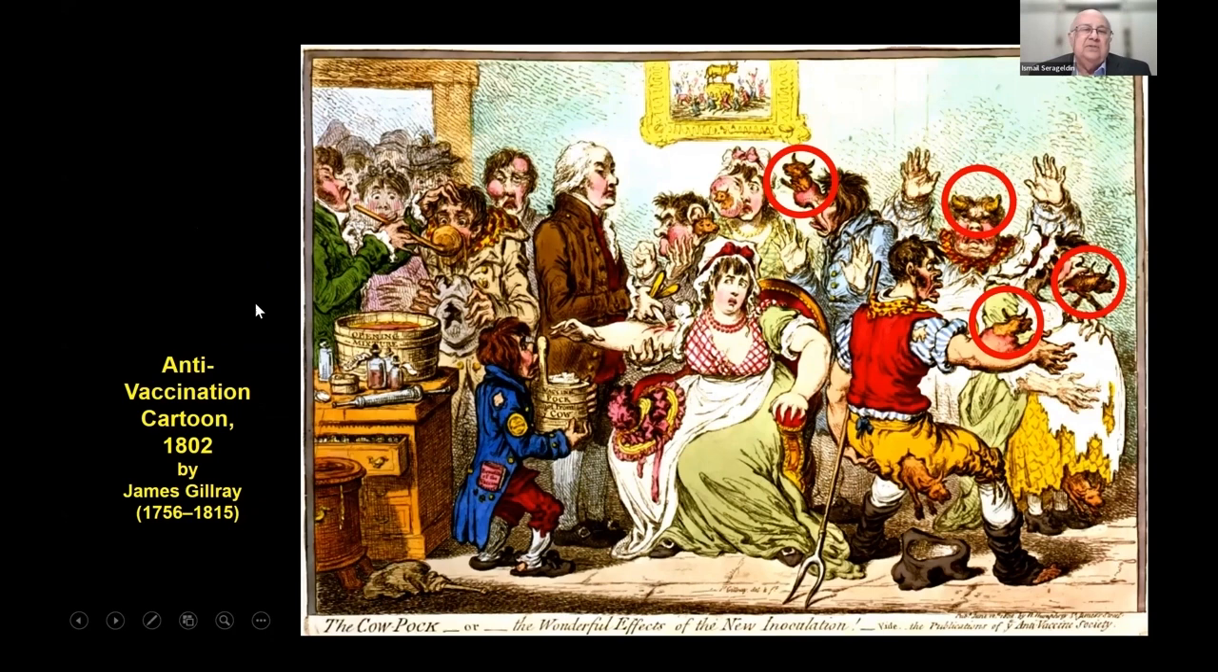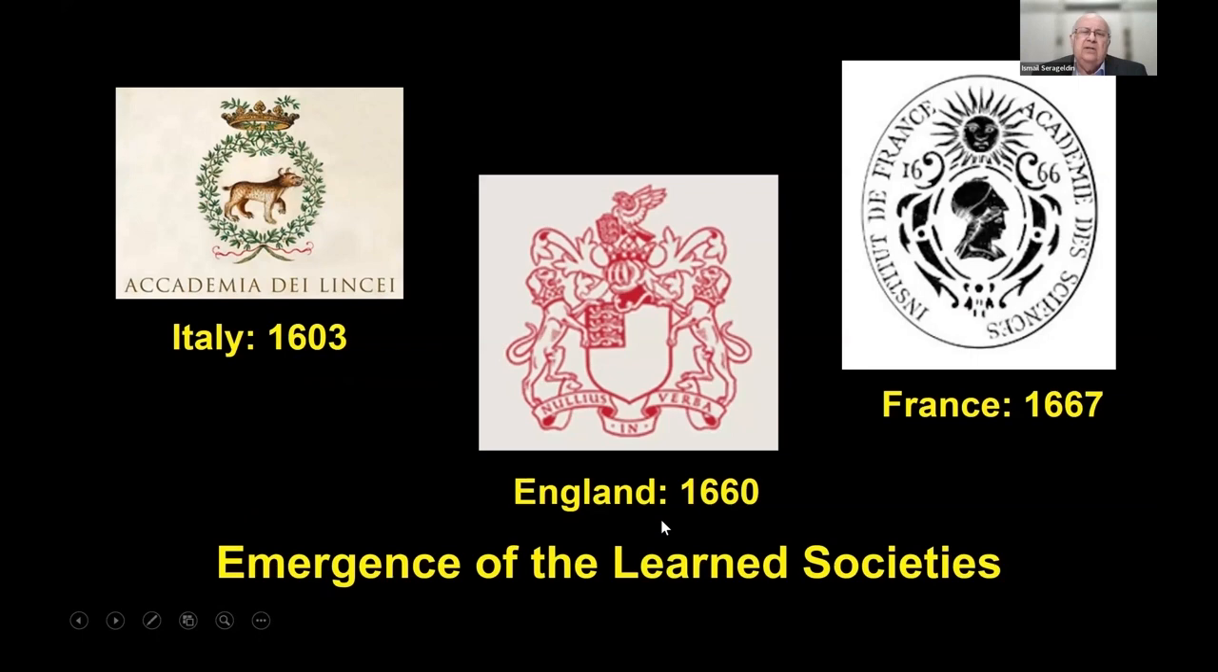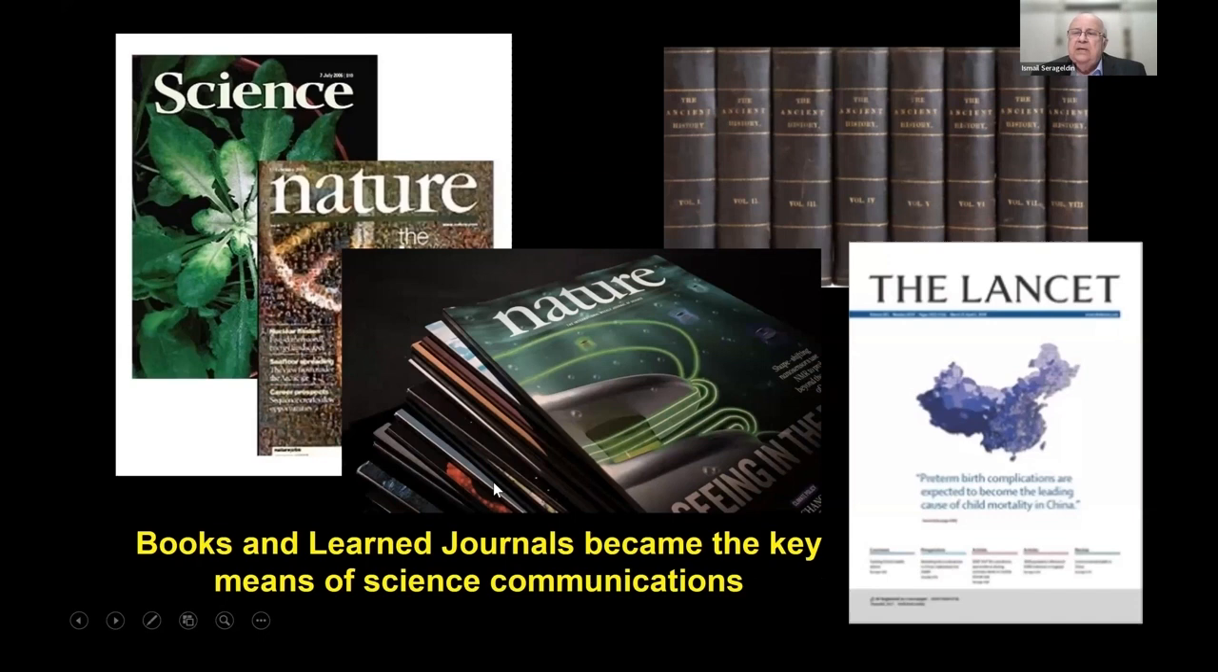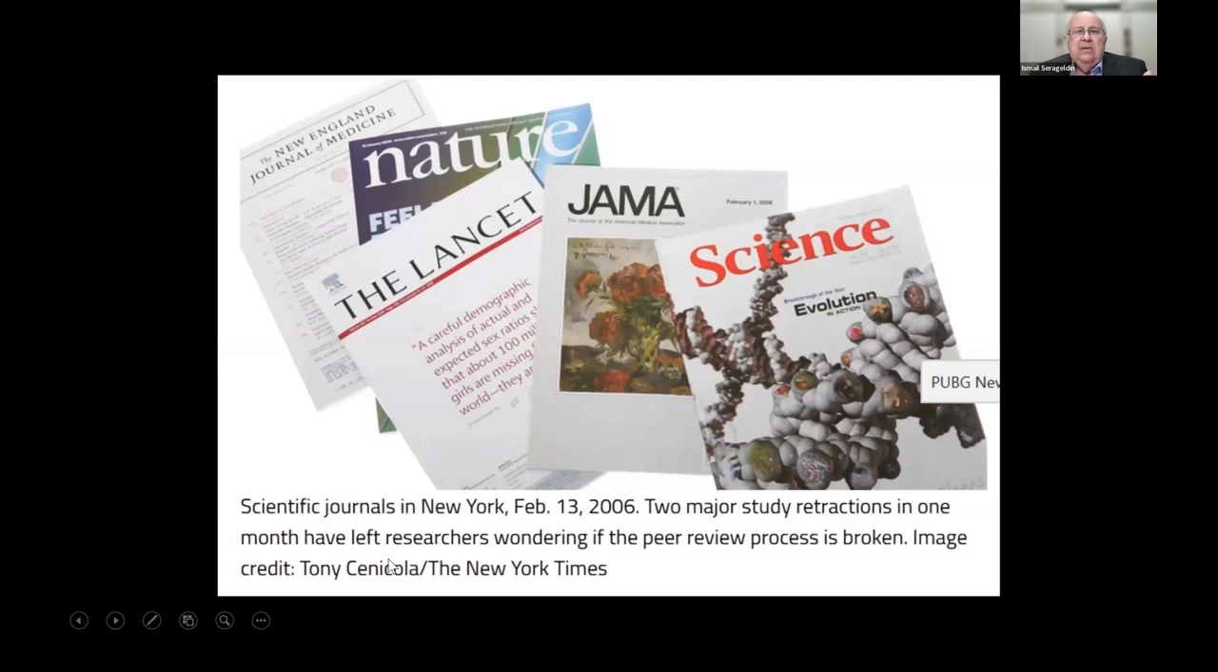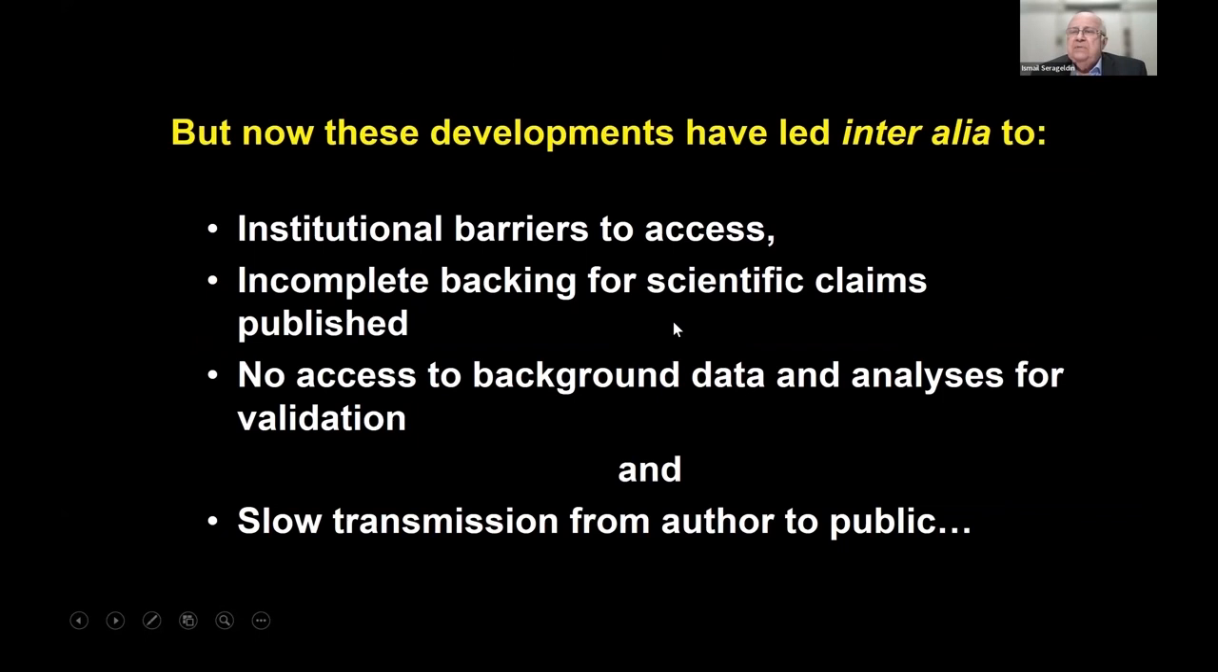But that is why science tried to create true, credible resources. We had the learned societies, and the learned societies created scientific journals, which along with books became the fundamental means of communicating science and maintaining the scientific record. But in fact, the peer review process was there to protect the quality of the work, but it gradually created different problems. We have institutional barriers to access. We have incomplete backing for scientific claims. Just the conclusion is published, but if you want to recheck the data that's behind it, you can't do it.